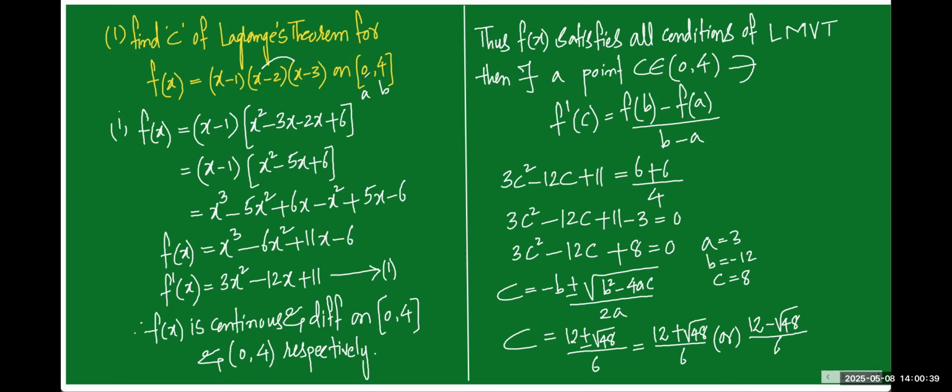12 plus root 48 divided by 6 is equal to 3.15. One answer will be 3.15, it's one possible value of c. Another one, if you take the negative case, you get 0.85. Actually, both values exist. Both of the values of c are existing in this interval, right?